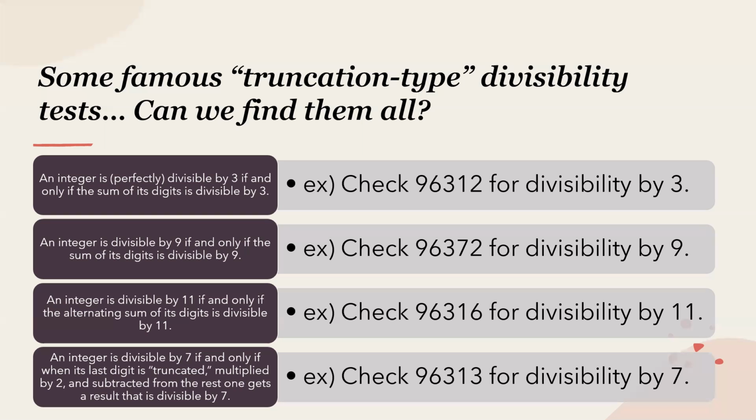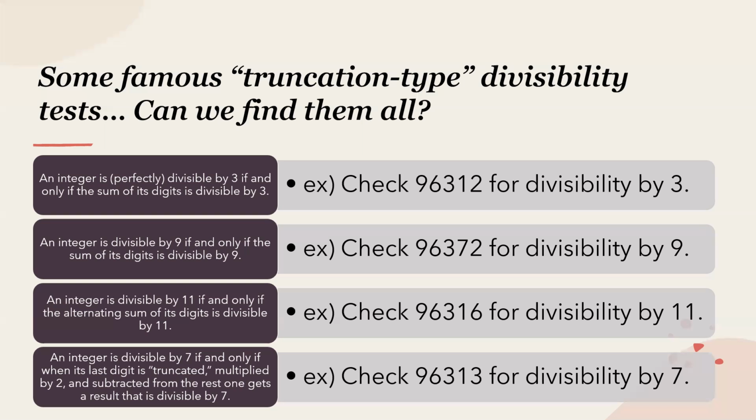An integer is divisible by 11 if and only if the alternating sum of its digits is divisible by 11. What that means is you break the number apart into its digits, and then you take the first one minus the second one plus the third one minus, etc. Does that make sense? And then you can check divisibility by doing that.